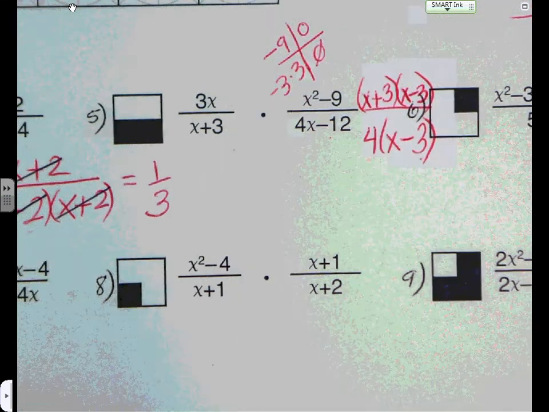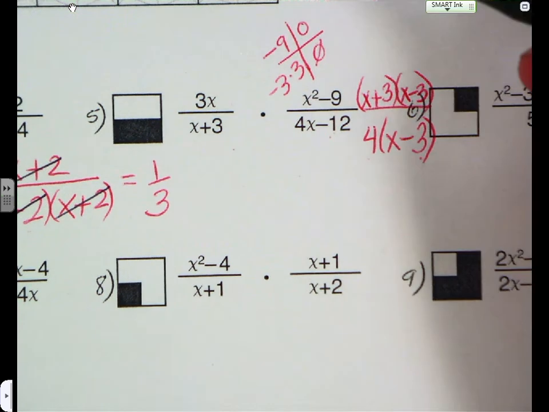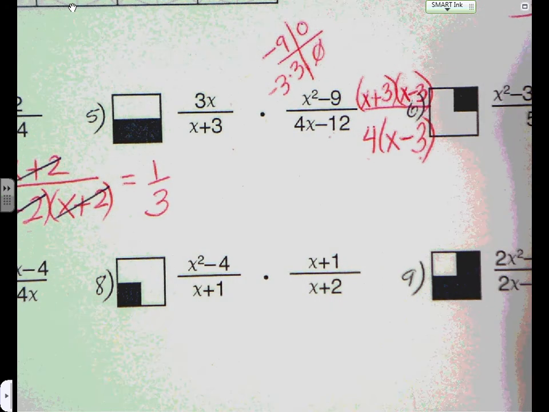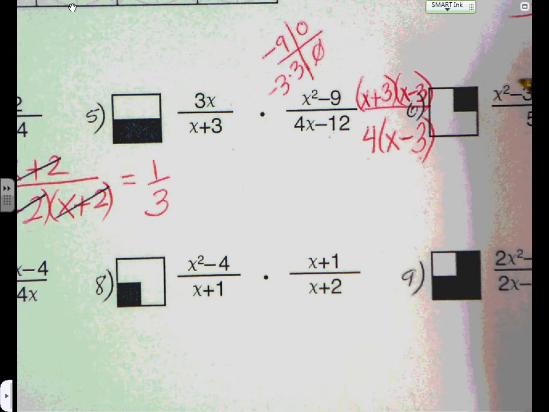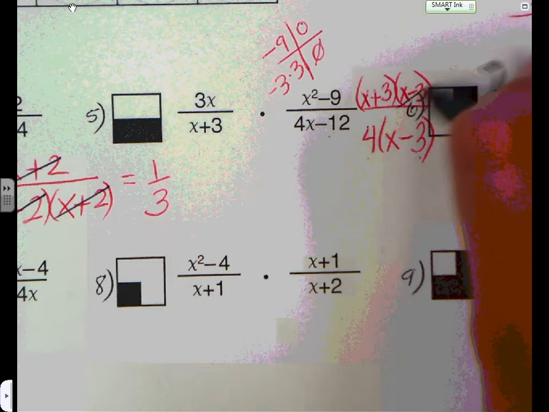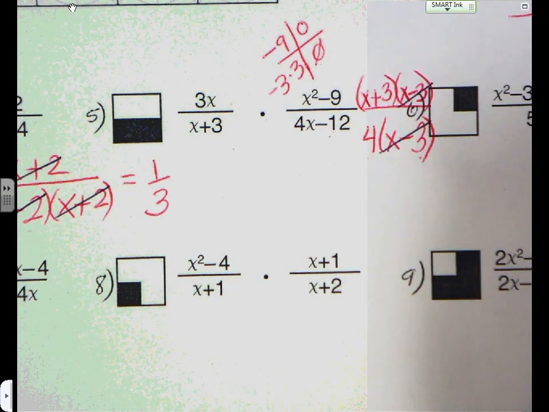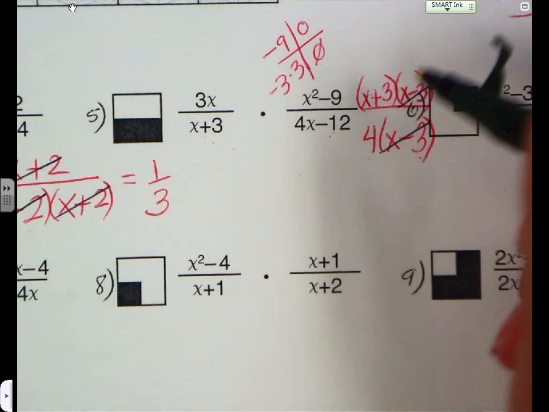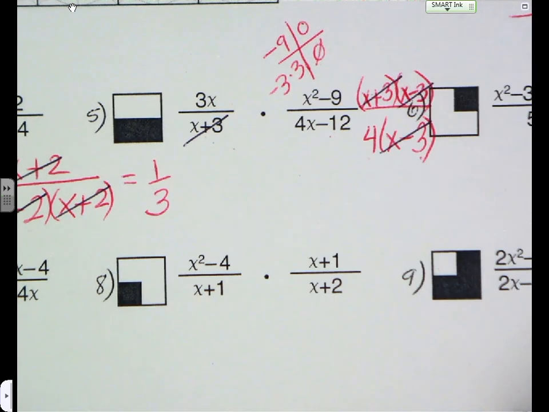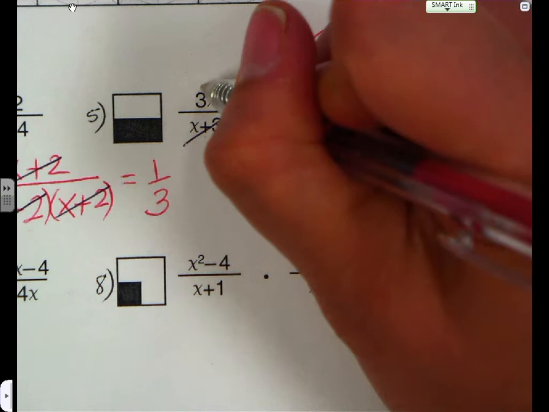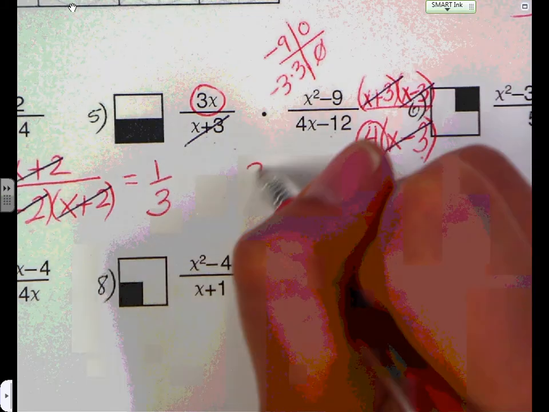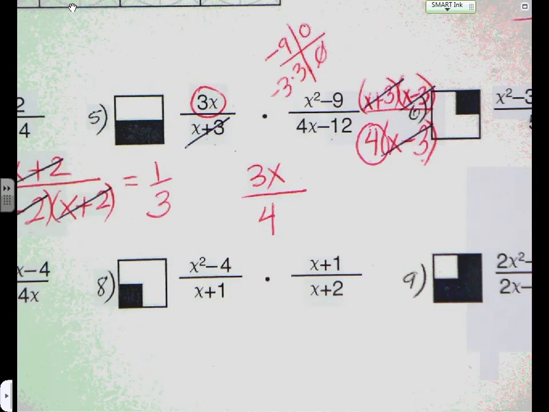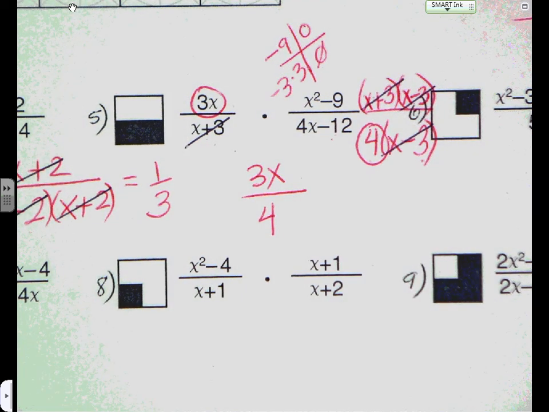Now you can divide out what's in common. What's the same in the numerator and the denominator? What is it? Yeah, x minus 3. What else? How about x plus 3? And at the very end, you're left with a 3x in the numerator and a 4 in the denominator. So your final answer is 3x over 4. You guys have any questions on that one?